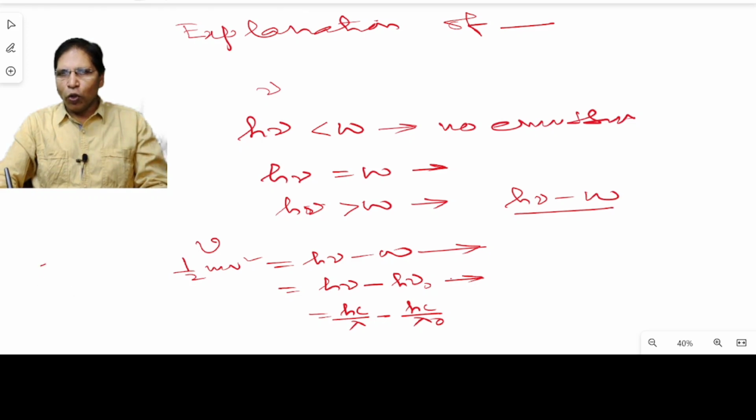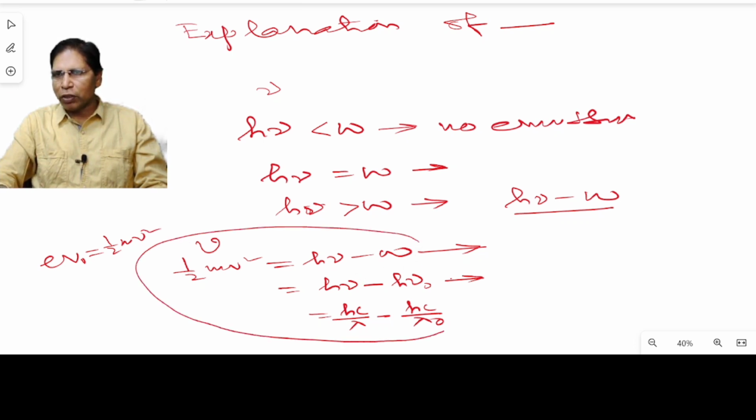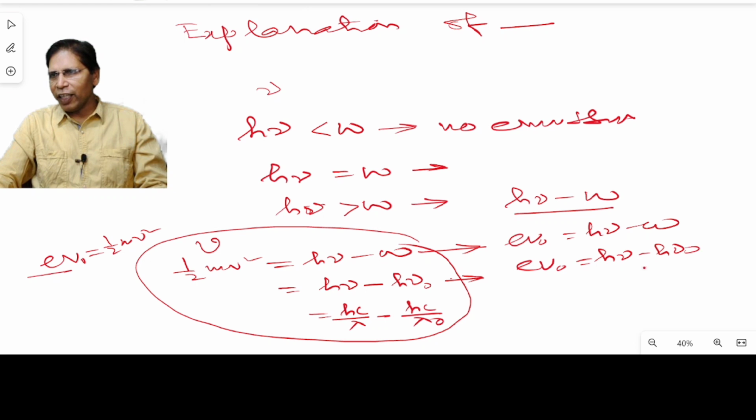Now we also know that E V naught, the stopping potential energy, equals half mv square. So look at this expression, half mv square can be replaced by E V naught. So this becomes E V naught equals h nu minus W. E V naught equals h nu minus h nu naught, and E V naught equals hc by lambda minus hc by lambda naught.